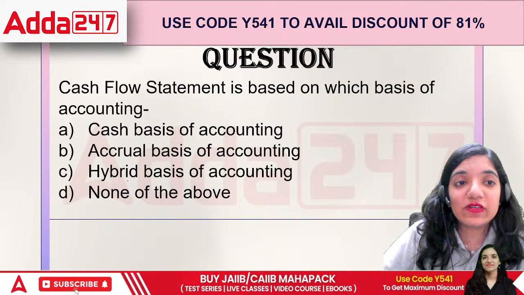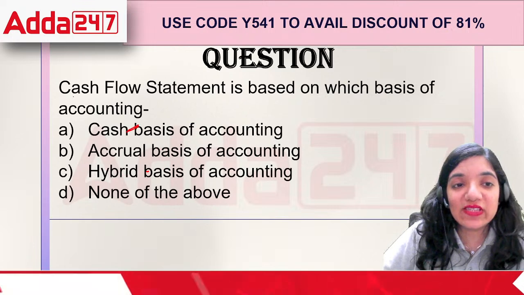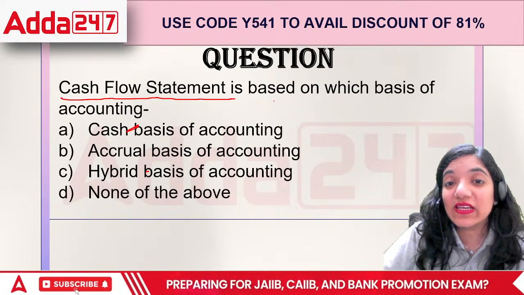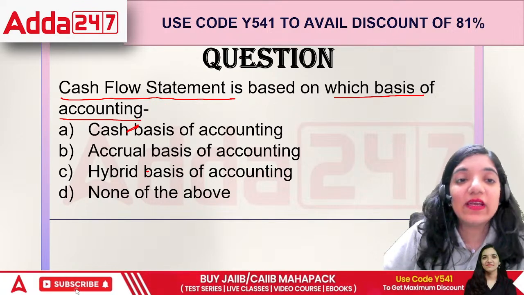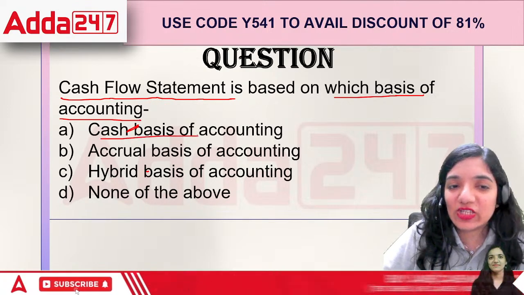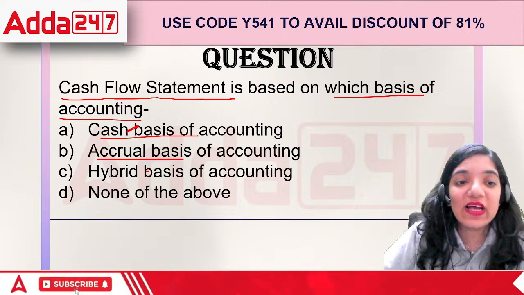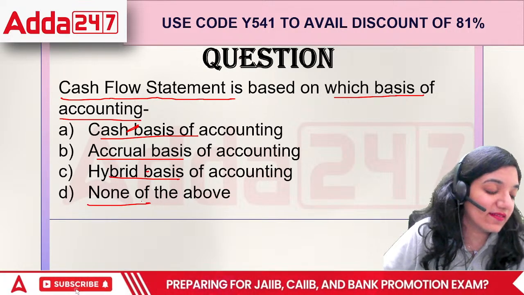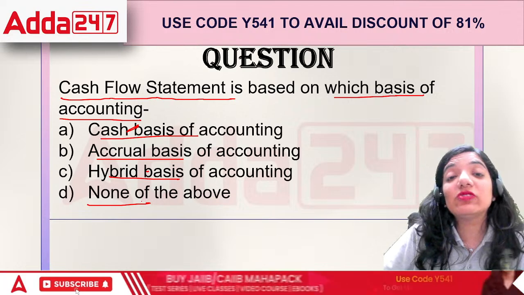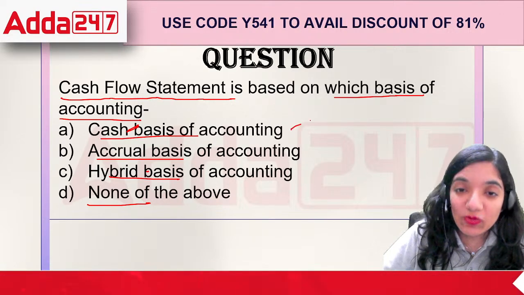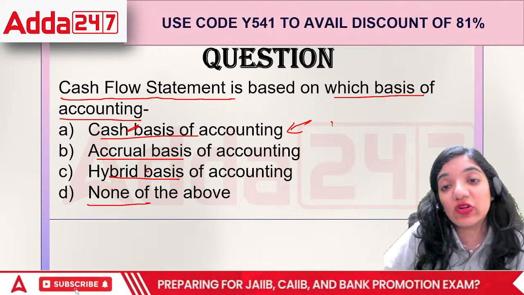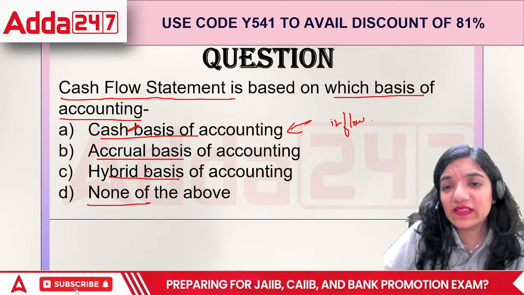So here comes the first question. The first question says that cash flow statement is based on which basis of accounting? Cash flow statement is based upon cash basis, accrual basis, hybrid, or none. The cash flow statement is based upon only and only cash inflow and cash outflow. It is not based upon anything else, right?